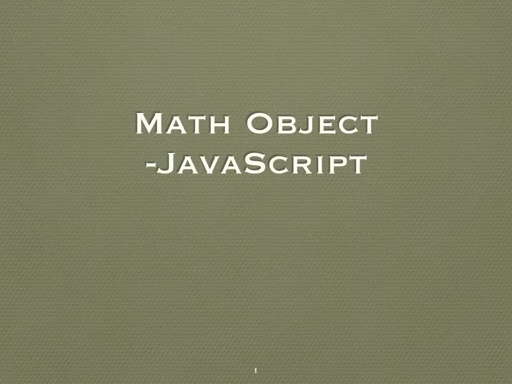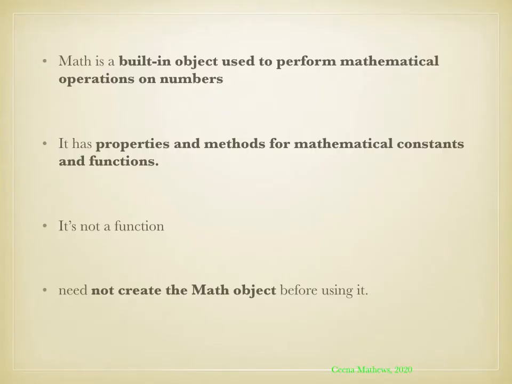In this video, we'll see about the math object of JavaScript. Math is a built-in object used to perform mathematical operations on numbers. It has properties and methods for mathematical constants and functions. It is not a function and it need not be created before using it. Next, we'll see about the properties and methods of this object.